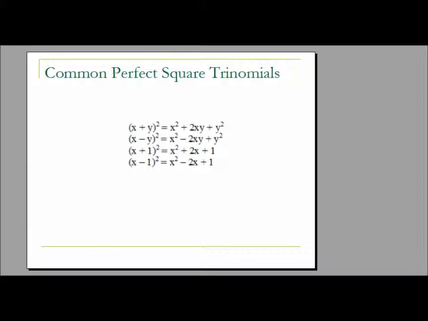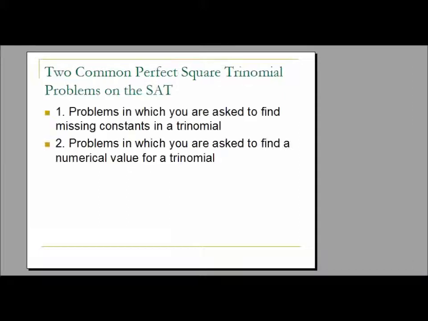Common perfect square trinomials include x plus y quantity squared, which gives x squared plus 2xy plus y squared. x minus y quantity squared equals x squared minus 2xy plus y squared. x plus 1 quantity squared equals x squared plus 2x plus 1. x minus 1 quantity squared equals x squared minus 2x plus 1. If you memorize these perfect square trinomials, they're very common on the SAT and you'll save yourself a lot of time.